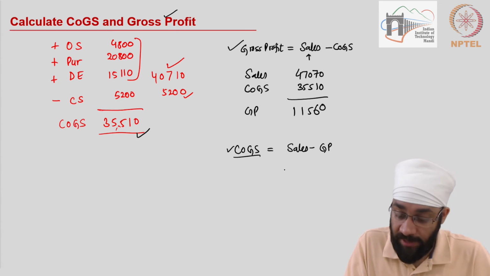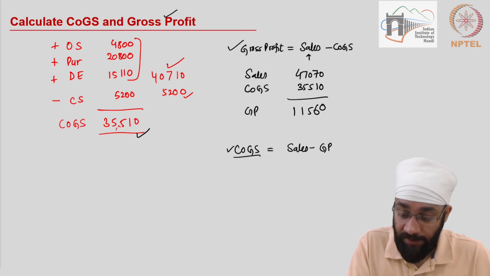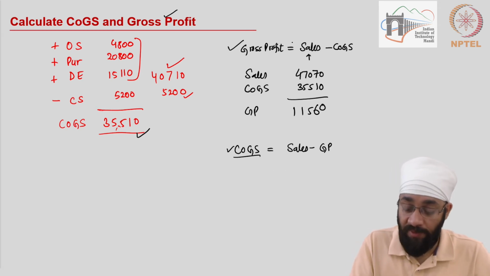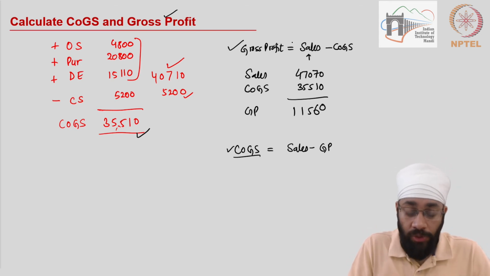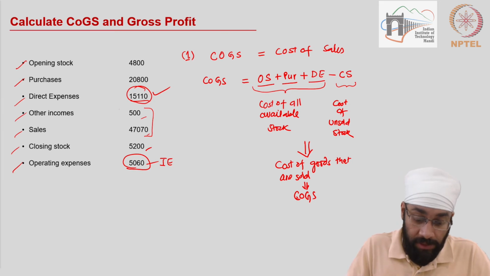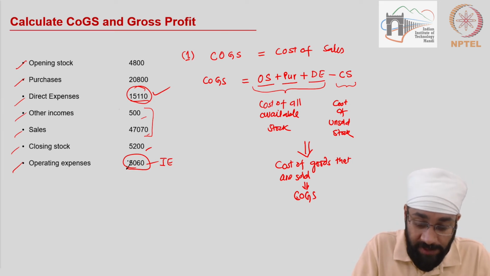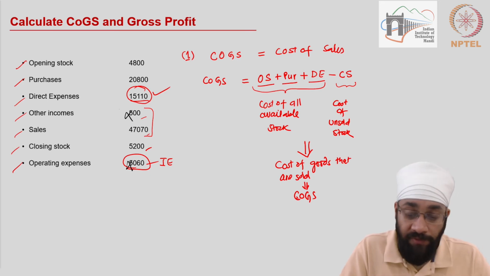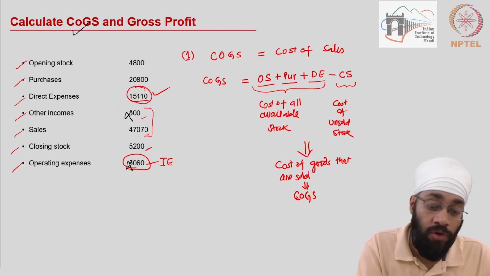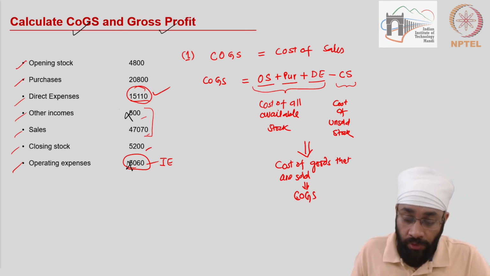So I think this is pretty clear. I don't need to overemphasize it. So understand these dynamics, the use of these numbers. In this case, operating expenses were not of any use, other incomes were not of any use. You only needed the rest of the information to solve for cost of goods sold and for gross profit.